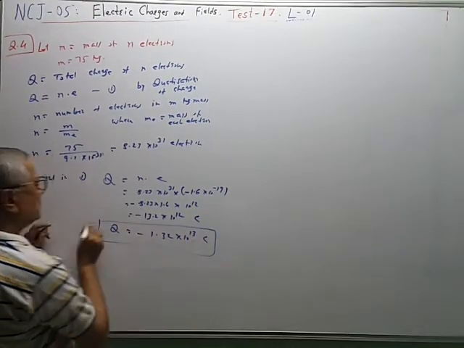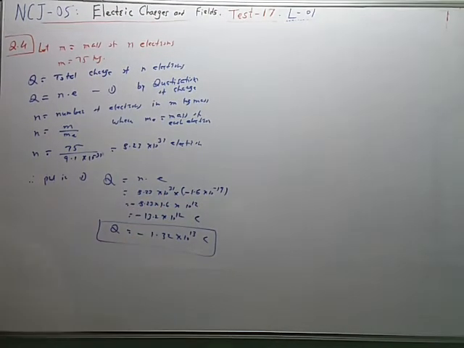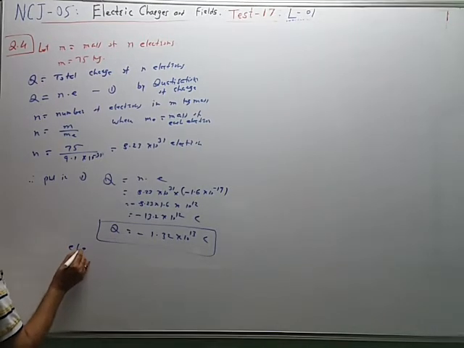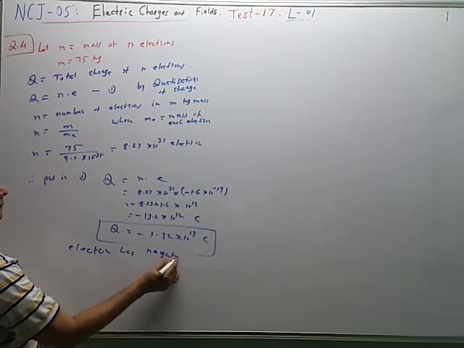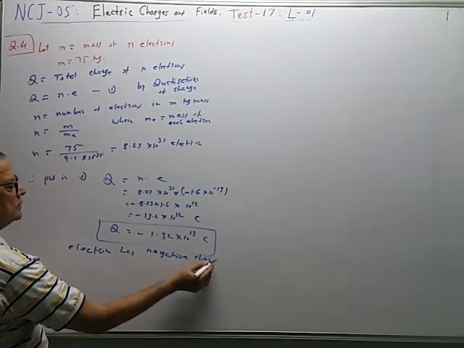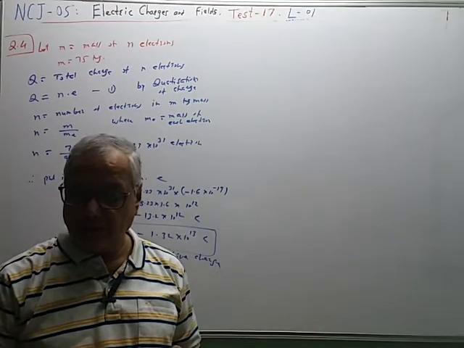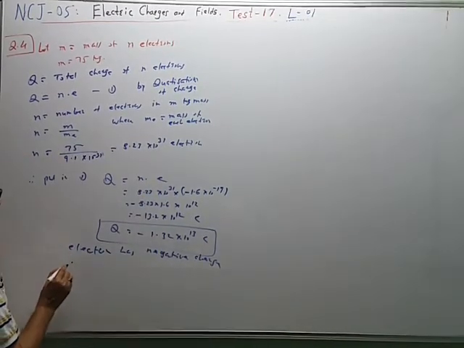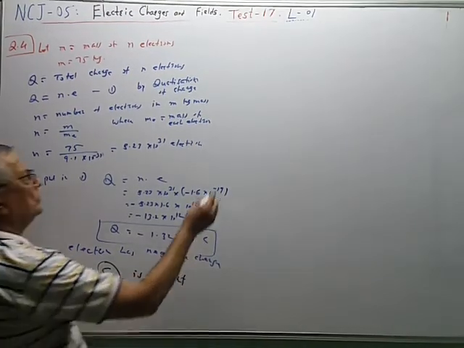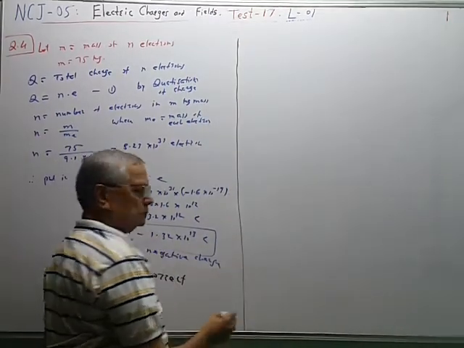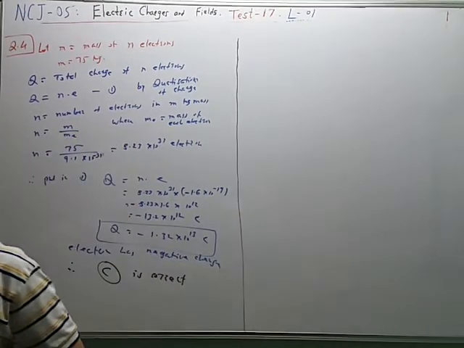So the total charge of 75 kilogram of electrons is equal to this much. The electron has negative charge, therefore minus sign, and therefore the correct answer is C. Therefore C is correct.